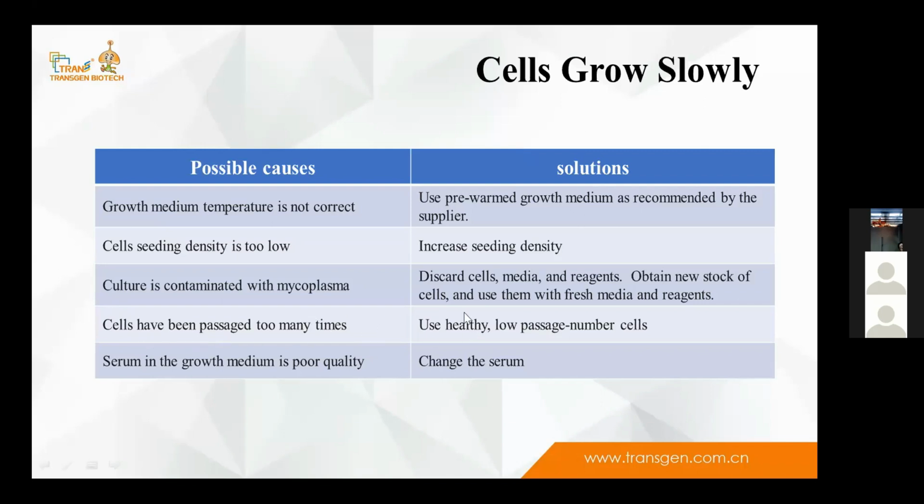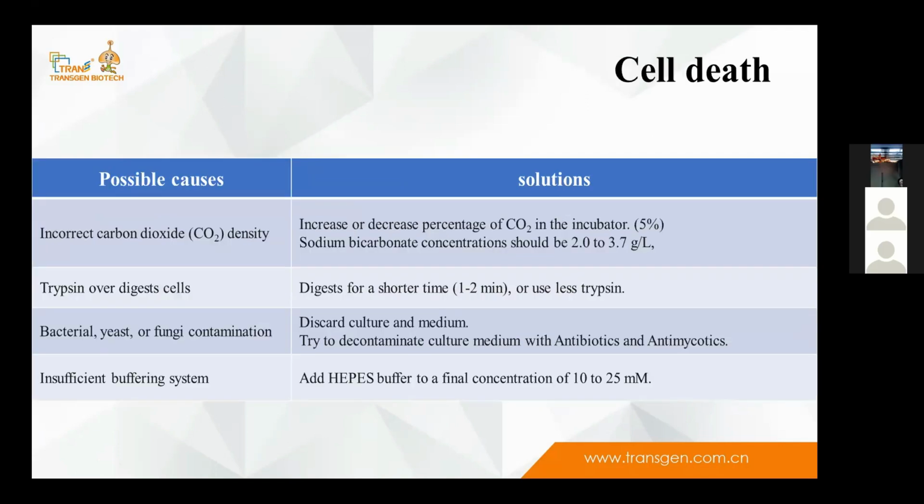We recommend that you use healthy, low passage number cells. And the last one, maybe the serum or the medium is of very poor quality. So you have to choose serum with very good quality control. Next, cell death. Maybe the carbon dioxide concentration is incorrect. Usually you have to increase or decrease the percentage of carbon dioxide in the incubator from 5%. Maybe you can change it a little bit.